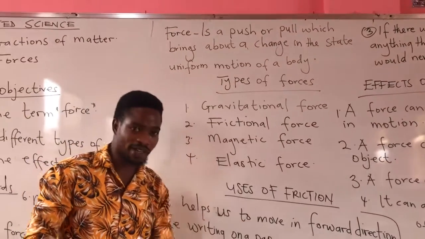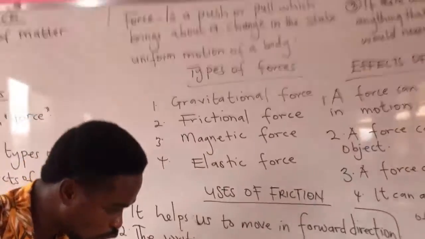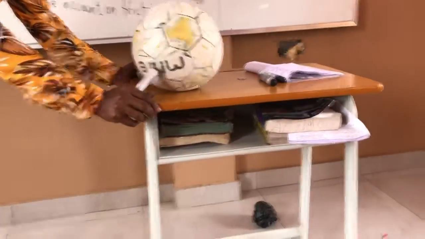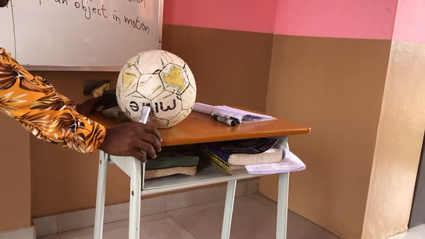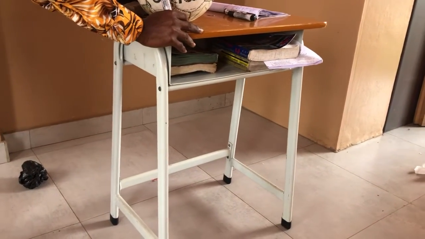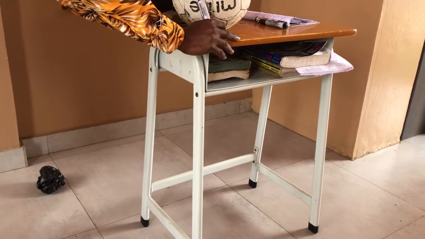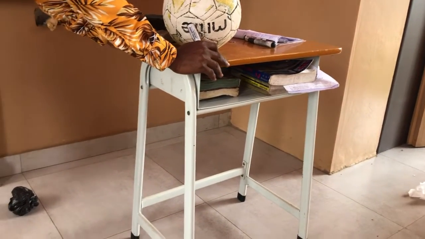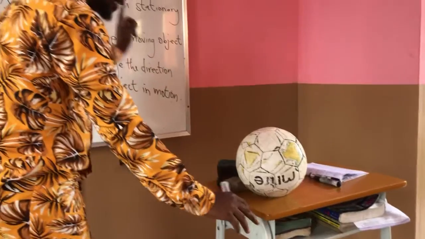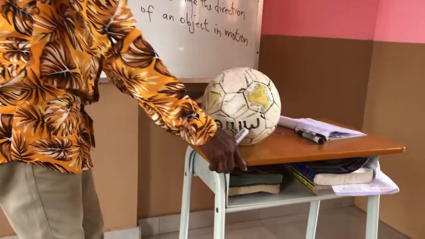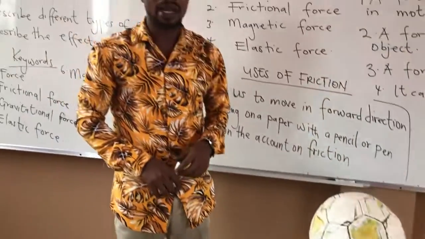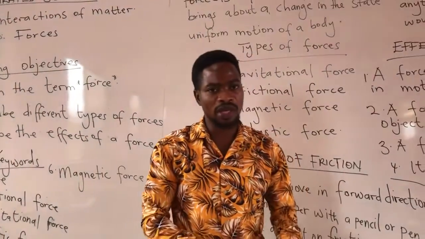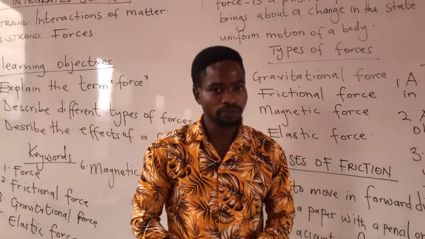So now we have types of forces. For example, this is what you call push. I am pushing this table. This is what we call pushing. Force is applied. I am applying force. Force must be applied to push this table. Now we also talk about pulling. This is what we call pulling. In pulling, force must also be applied when we are pulling or pushing an object or a body.